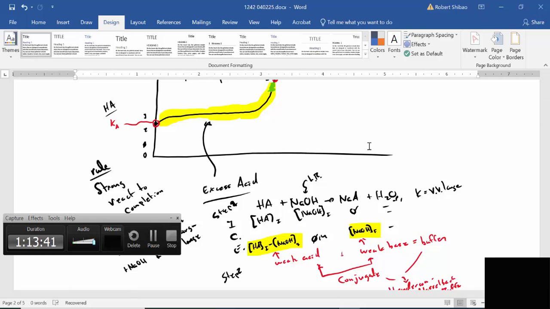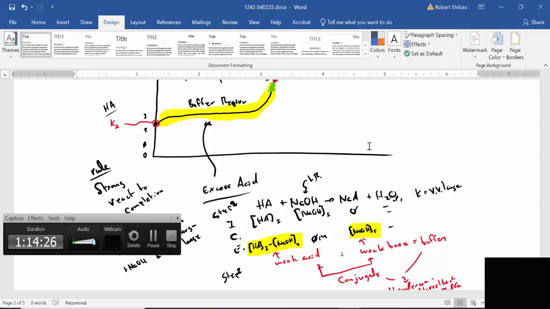This excess acid region is called the buffer region because of step 2. And it turns out this is the easiest way to make a buffer. Let's say I want to calibrate my pH meter. I want to make a pH 4 buffer. Do you know the easiest way to make a pH 4 buffer? Get some acetic acid, get some sodium hydroxide, and then just add the sodium hydroxide until the pH gets to 4 and stop. Once the pH gets to 4, then you just made a pH 4 buffer.